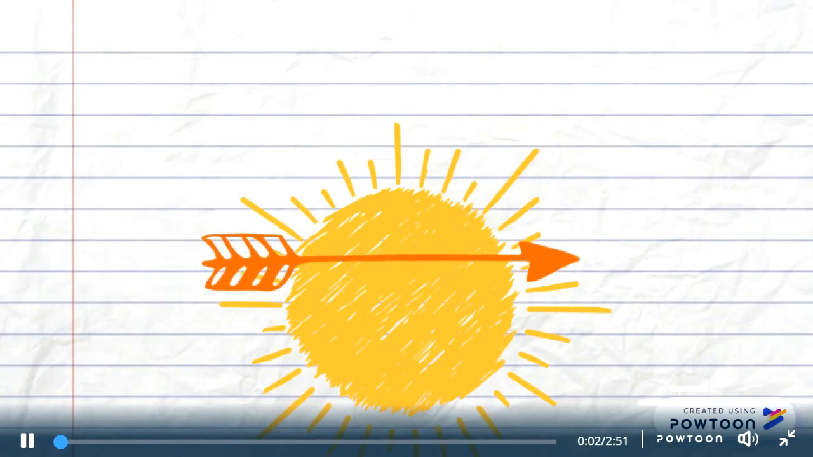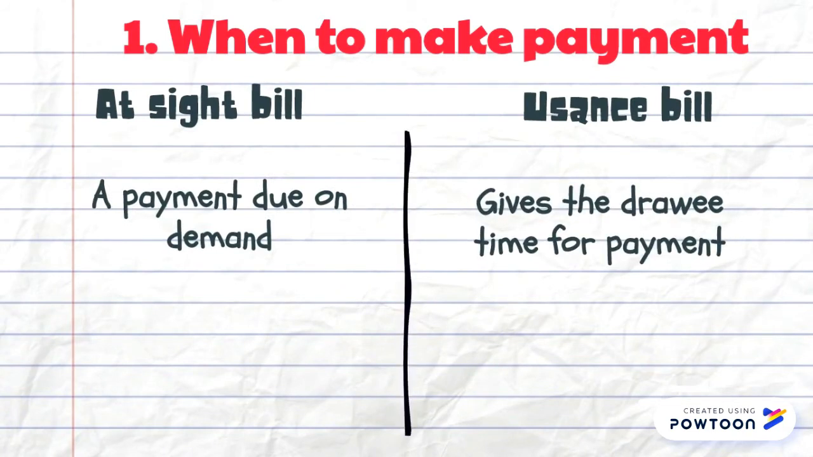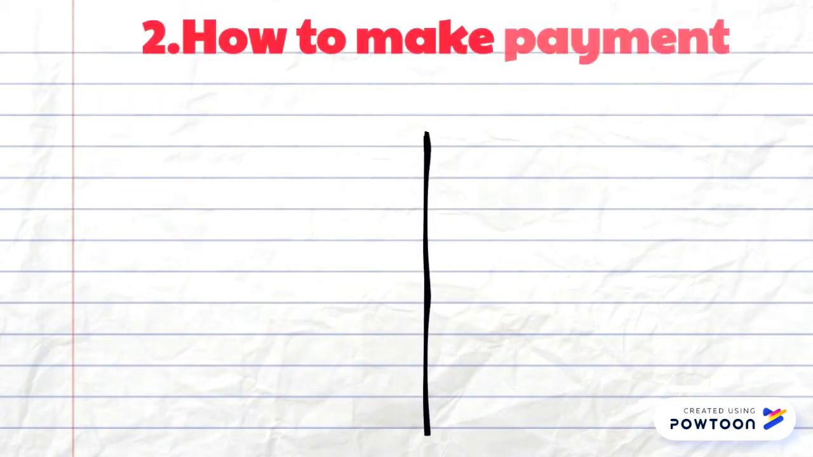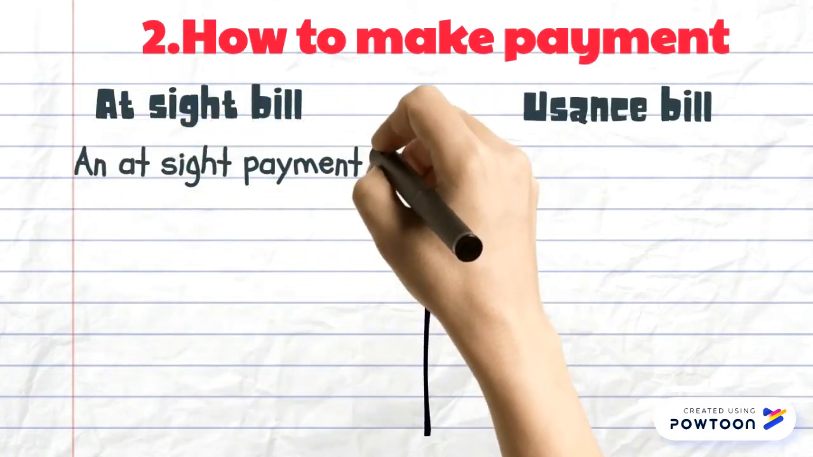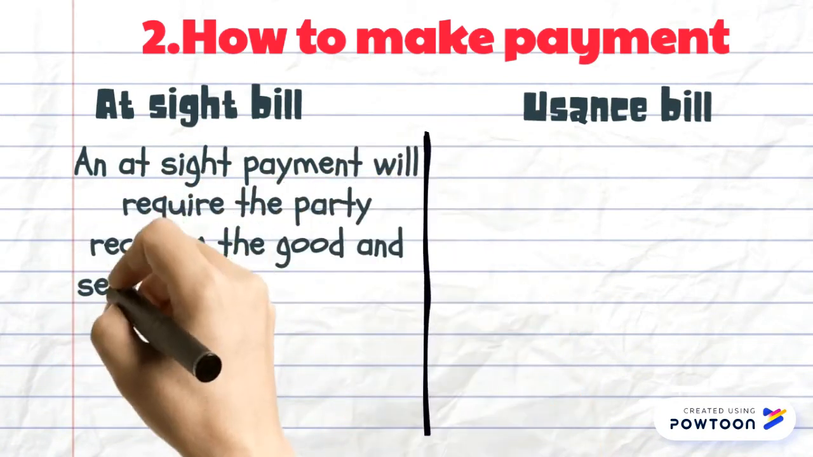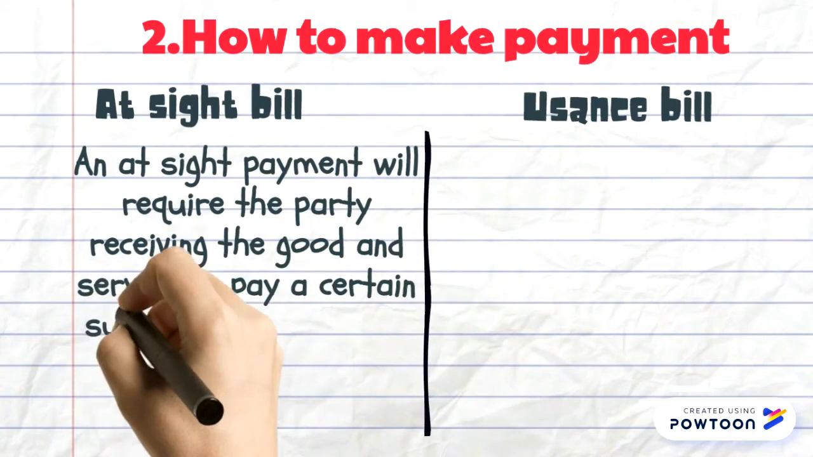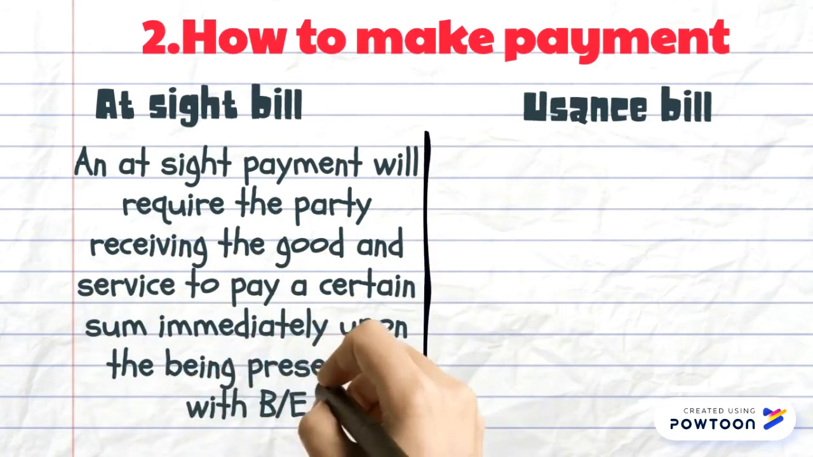Compare a sight bill and a usance bill. Firstly, when to make payment: a sight bill is payable on demand, while a usance bill gives the drawee time for payment. Second, how to make payment: a sight bill requires the party receiving the goods and services to pay a certain sum immediately upon being presented with the bill.